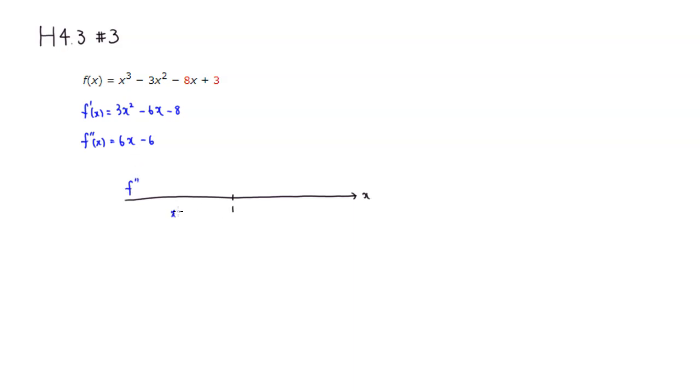So try anything less than 1. I'm going to try x equals 0. 0 minus 6 is negative, so we have a negative second derivative there. And anything bigger than 1, so I'll try 2. 6 times 2 minus 6 is going to be positive. So we know that the original function is going to be concave down before 1 and then concave up after 1. So type it in.